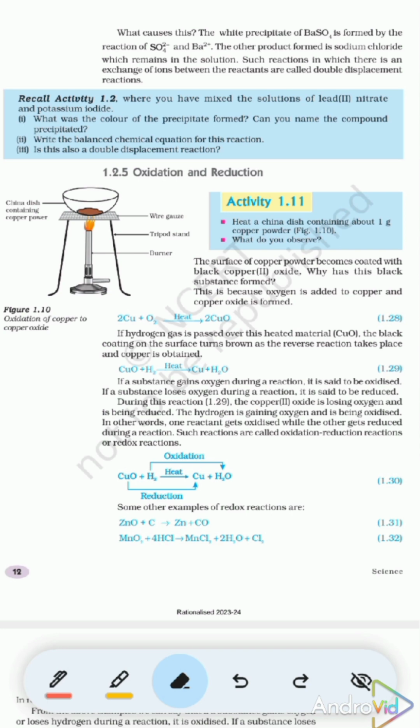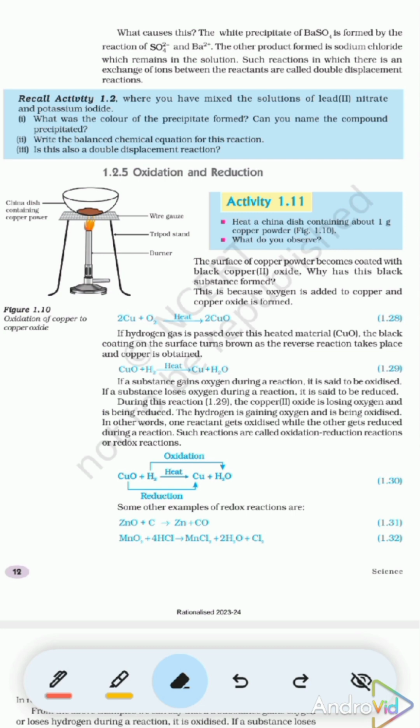The next type of chemical reaction is 1.2.5, oxidation and reduction. From the name itself you can say that here, oxidation and reduction, two types of reaction are taking place, but it is given as one phrase. Why is it so? Let us find out.